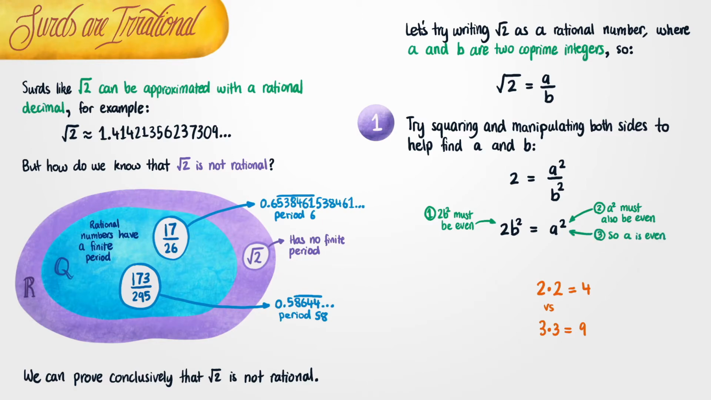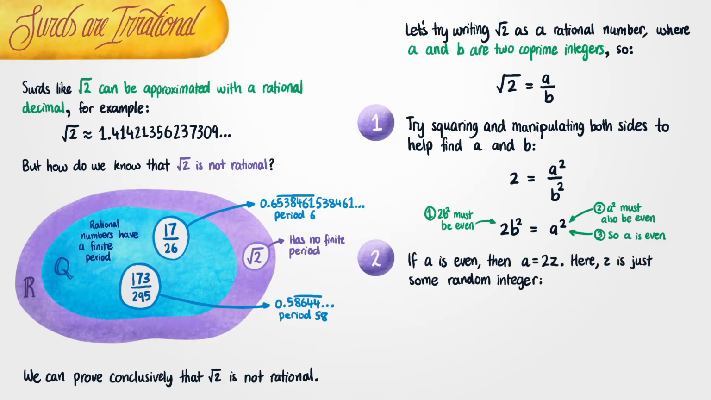Now, despite the fact that this doesn't give us the value of a directly, we do know that a has to be an even number, and that's at least something. But if a is going to be an even number, then it must be possible to write it as 2 times some other integer. So how about I write a equals 2 times z, where z is just some random integer.